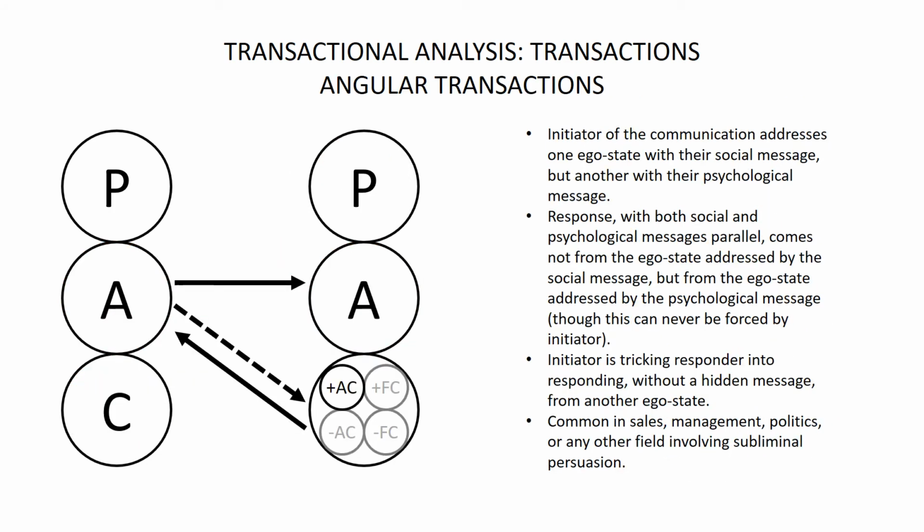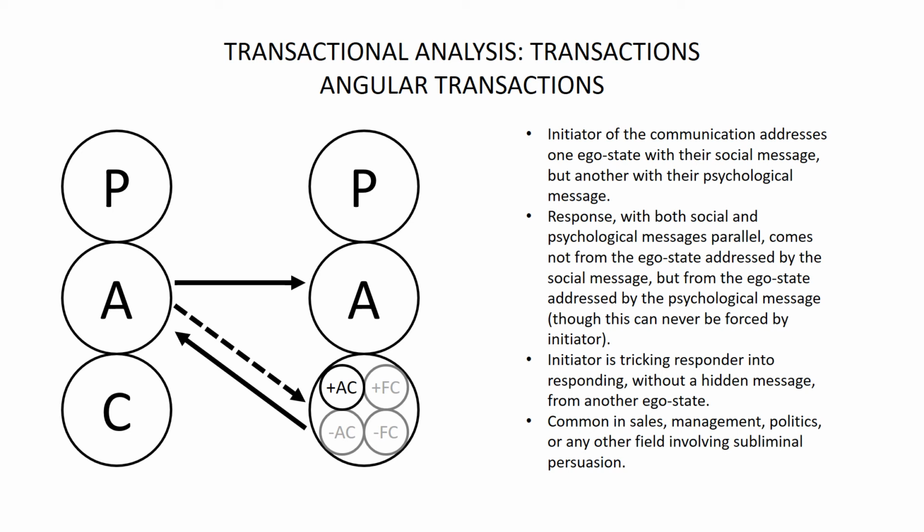Angular transactions are transactions in which the initiator of the communication addresses one ego state with their social message, but addresses another with their psychological message. The person they are addressing responds not from the ego state addressed by the social message, but from the ego state addressed by the psychological message. They do this with both their social and psychological messages.